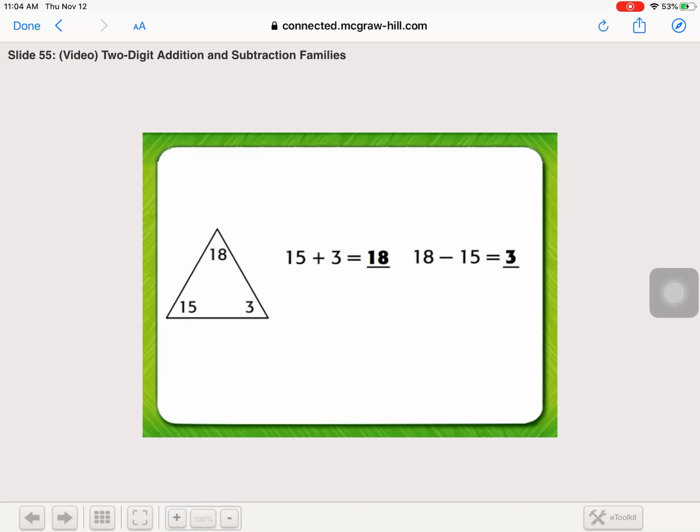Try this next one with me. 3 plus 15 is equal to what? Did you say 18? That's right. 3 plus 15 equals 18. That will help us with our next subtraction fact. What is 18 minus 3? Did you say 15? Good job. 18 minus 3 equals 15.